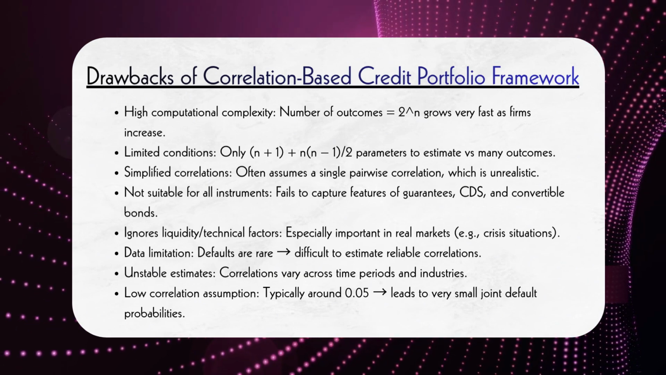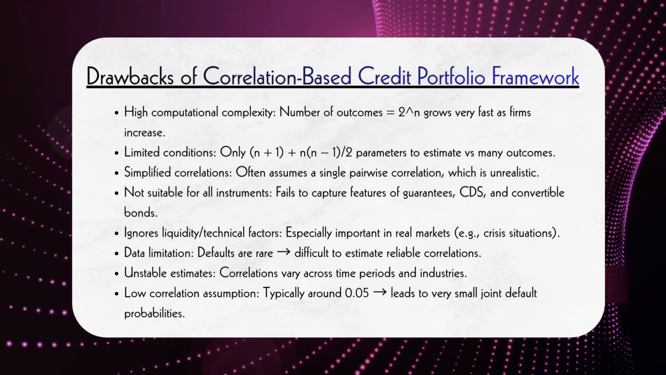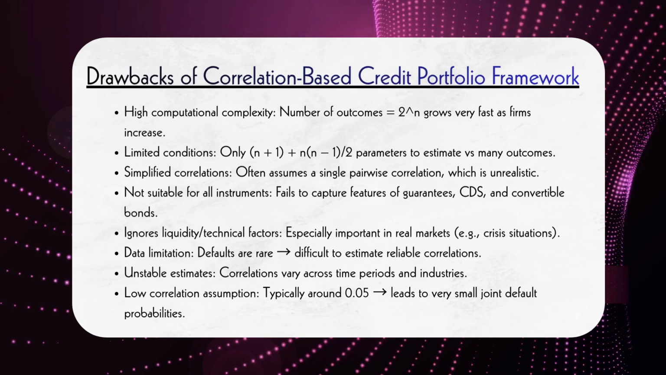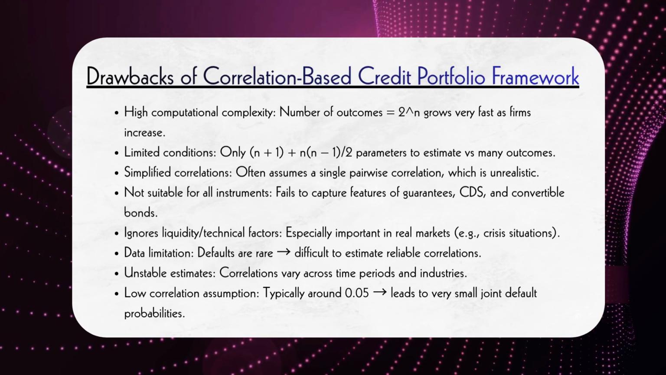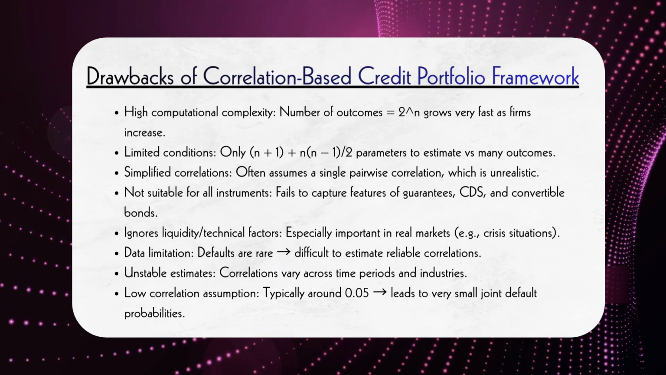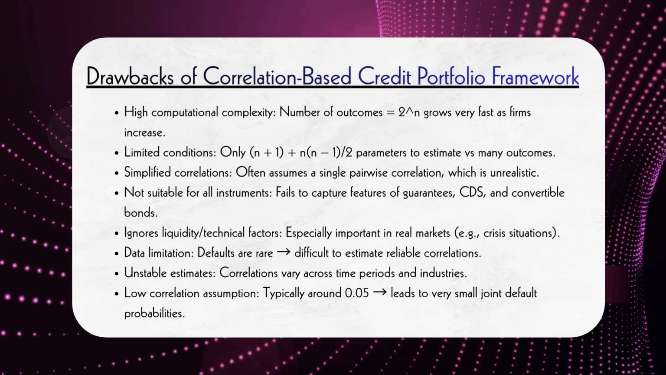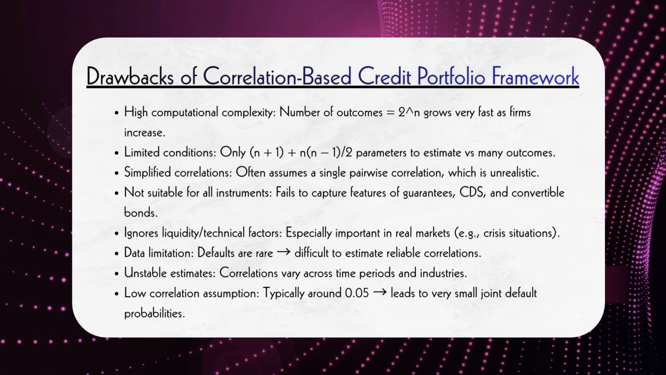Second, the model often simplifies pairwise correlations by assigning a single non-negative value. This assumption may not accurately capture the true relationship between firms, especially when correlations vary across industries or economic conditions.